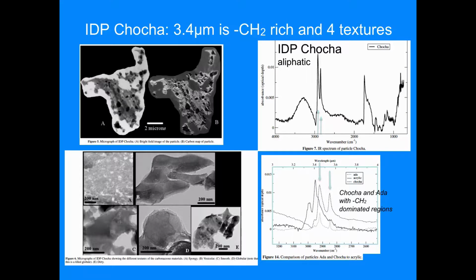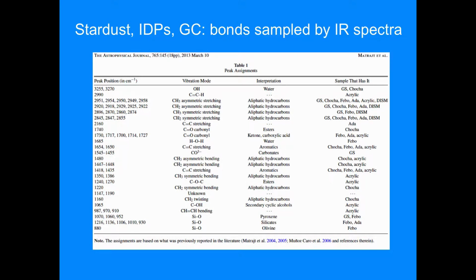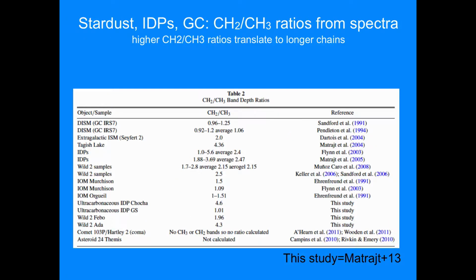And this particular one, Chaka, has very strong aliphatic bonds. The spectrum on the right-hand side where I put the arrows doesn't look like the galactic interstellar medium. There are very strong CH2 dominated regions of the spectrum. And then there's another particle, FIBO, which is a fine grain material, and at 3.4 microns it is very different. So if you're interested in the spectral resonances and what they tell you about the materials, these papers are fascinating because they talk about the texture of the material and the different amounts of long chain versus short chains. This is the suite of resonances that have been studied.